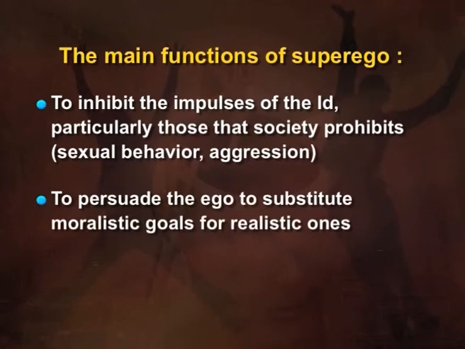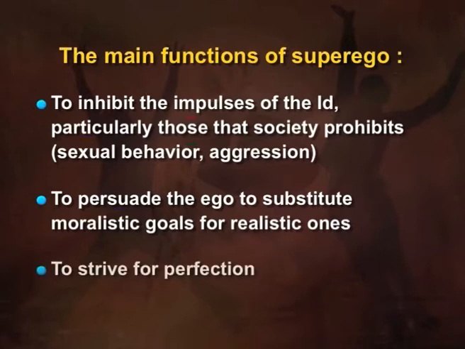Secondly, it persuades the ego to substitute moralistic goals for the realistic ones. And it also strives for perfection. The superego and id share an important feature. Both are unrealistic, that is, they do not consider practical realities imposed by the society. The superego, if left to operate without restraint, would create perfectionists, that is, individuals who are unable to make compromises that life requires.